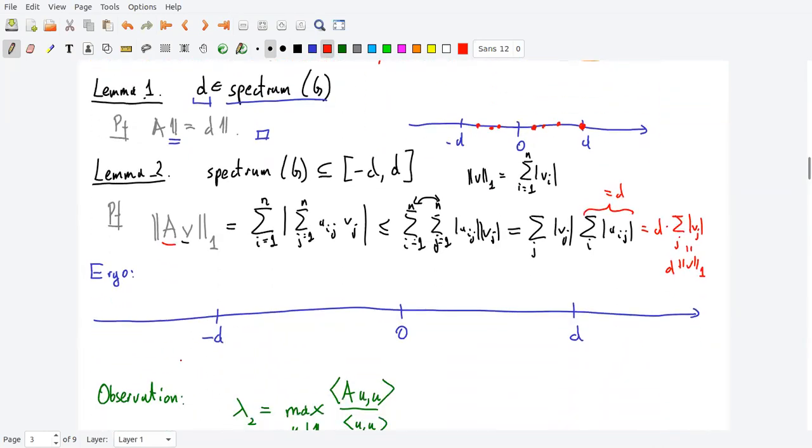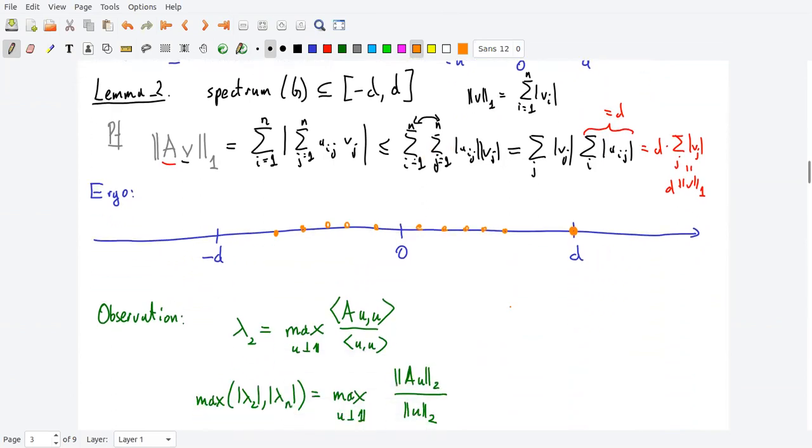Good. So again, let's redraw this picture because it's important. There is one eigenvalue here at d, and all the other eigenvalues sit somewhere inside this interval between minus d and d. And the crucial thing that we will actually look at is how well these other eigenvalues are concentrated around zero, meaning how spread out they are in this interval.